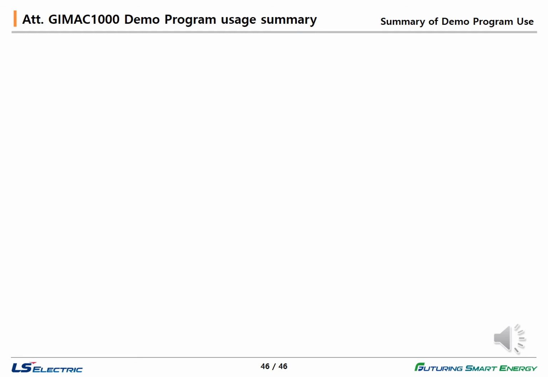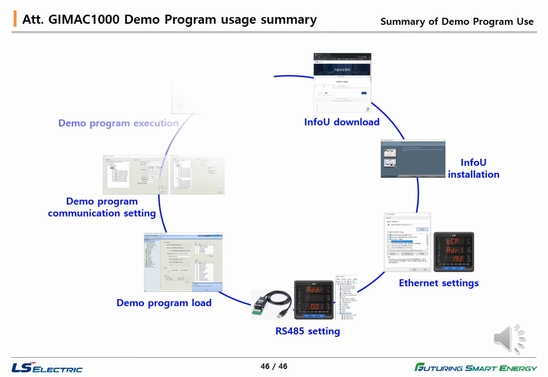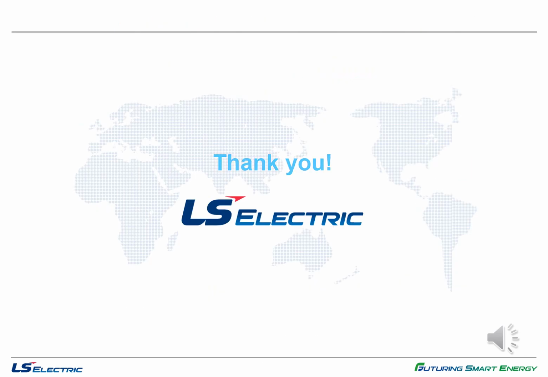To give you a summary of how to use the GIMAC1000 demo program, users can download and install the InfoU software. Make your own communication settings and execute the program. This is the end of the instruction.